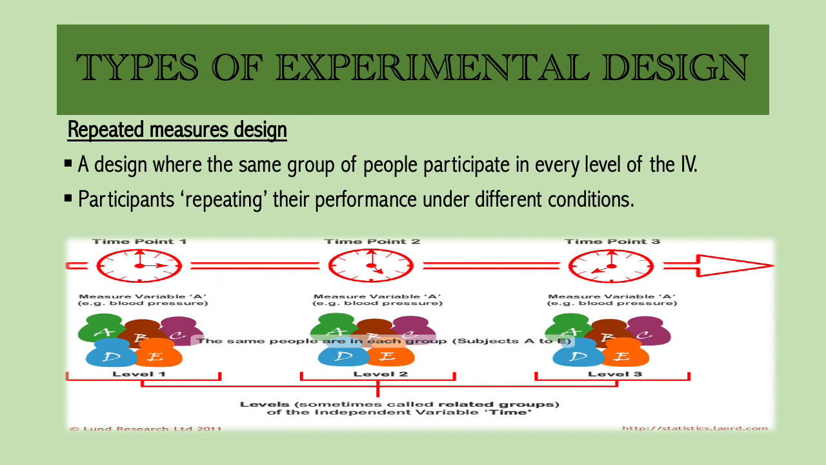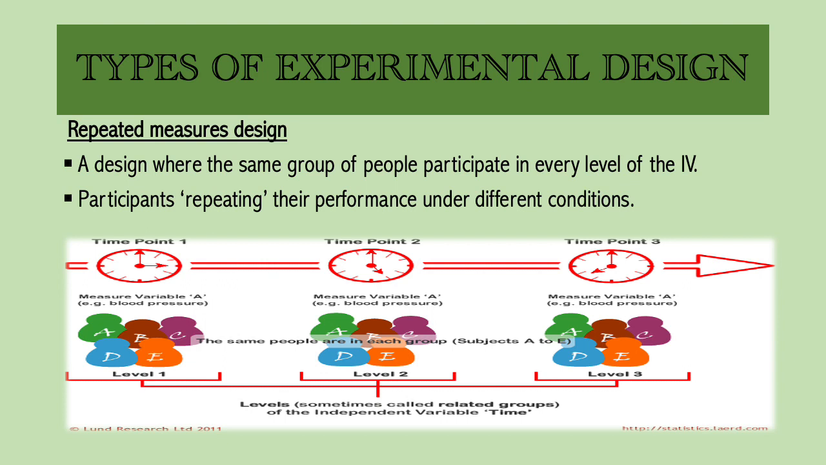They were asked to measure, for example, blood pressure. What I want you to focus on is the participants. They have 3 levels of IV, 3 different conditions. But if you notice, the participants are the same: CA, CB, CC, CD, CE. Same thing with time point number 2, they are using the same participants, CA until CE. And at time point number 3, the participants are also the same people, CA until CE.